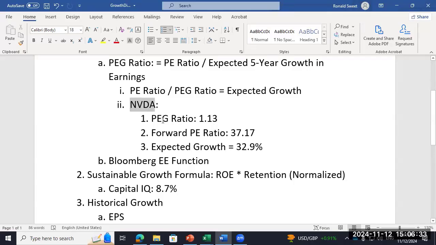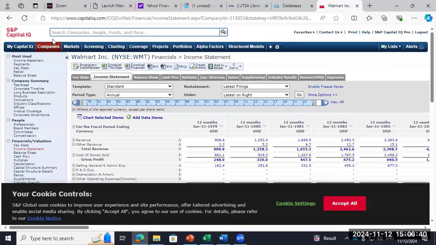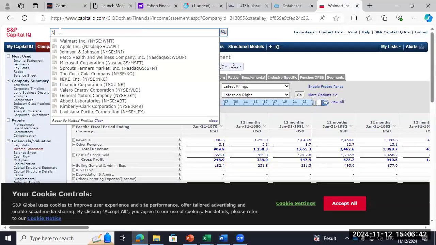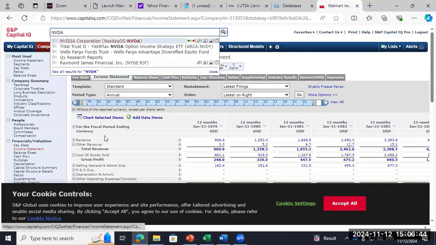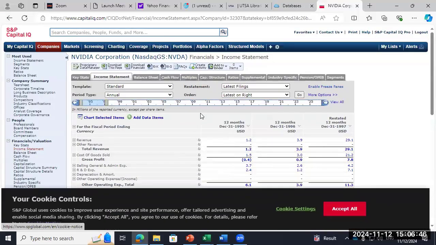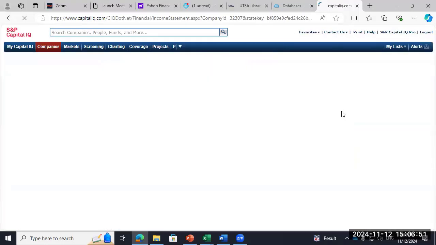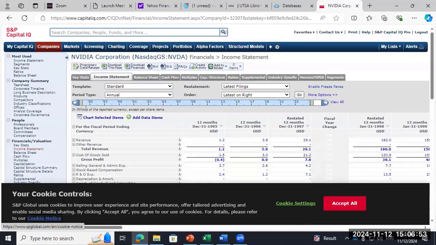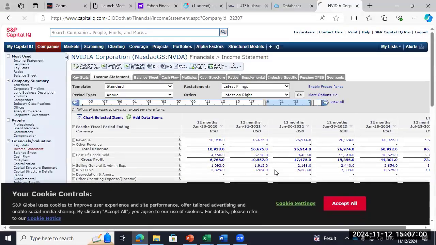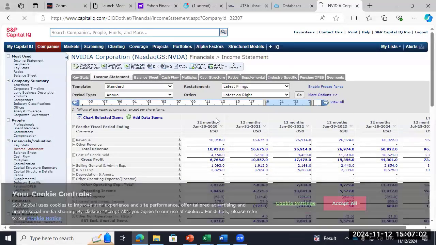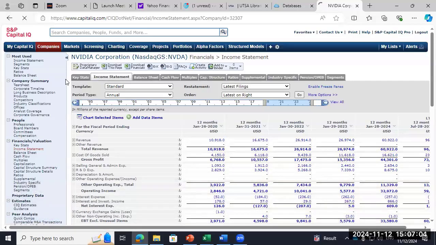I did NVIDIA last week. I'm doing Walmart now. I should have done NVIDIA. We can try NVIDIA since we're here. So just some practice. You search for the company, NVDA. Go back as far as you can. I click on the income statement and then download the financials. It does take a while to download the financials because it is a pretty massive file.